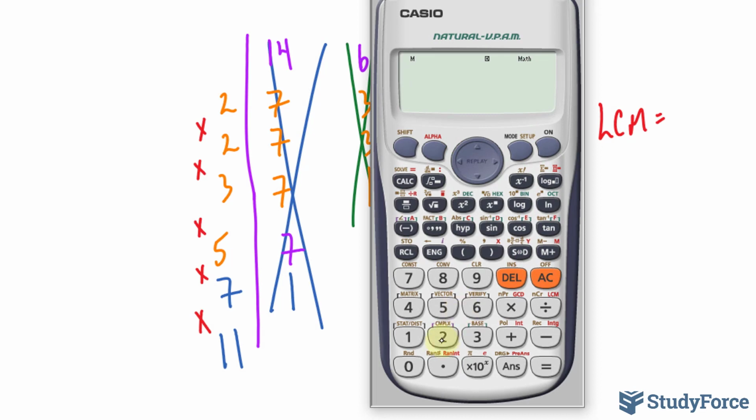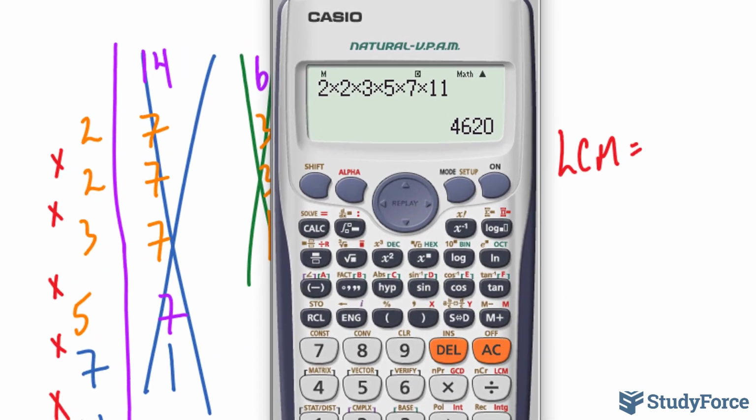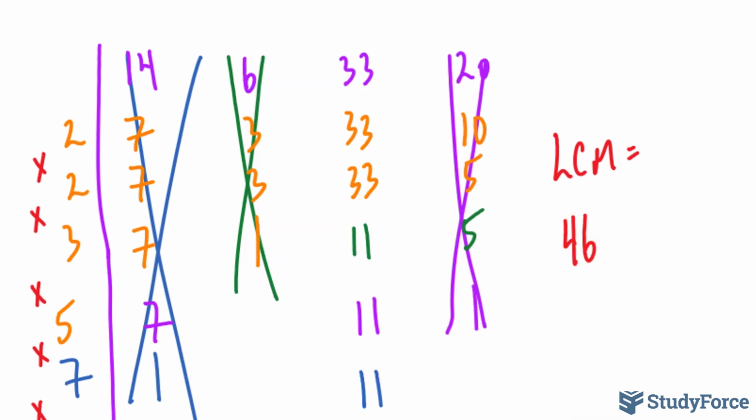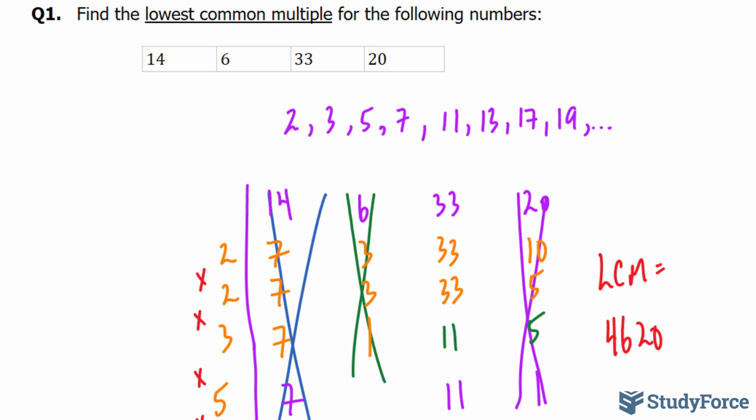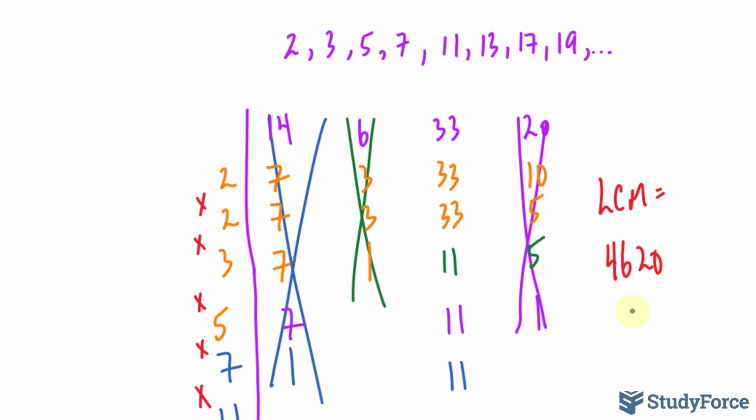So 2 times 2 times 3 times 5 times 7 times 11 ends up giving us 4,620. And that is the first instance where the multiples of these 4 numbers we start with are common. And interestingly, every multiple of 4,620 will also be a common multiple of these 4. So if we were to double this, we would find another common multiple, and so on and so forth.